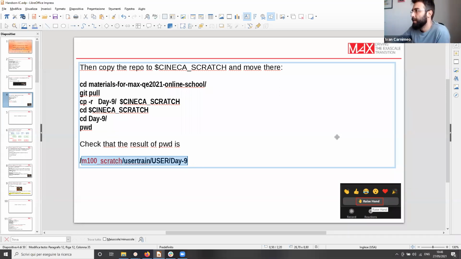So please raise your hand when you are done with these commands. Okay, now I see 20. Before I could see about 30 people. Now it's 24. So I assume that a few people are done.